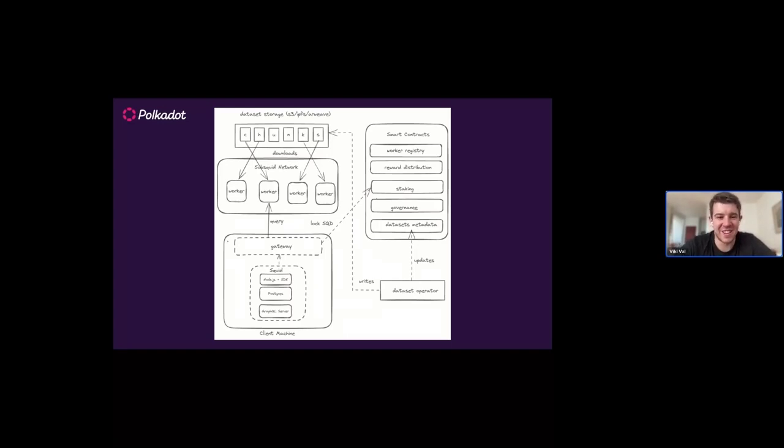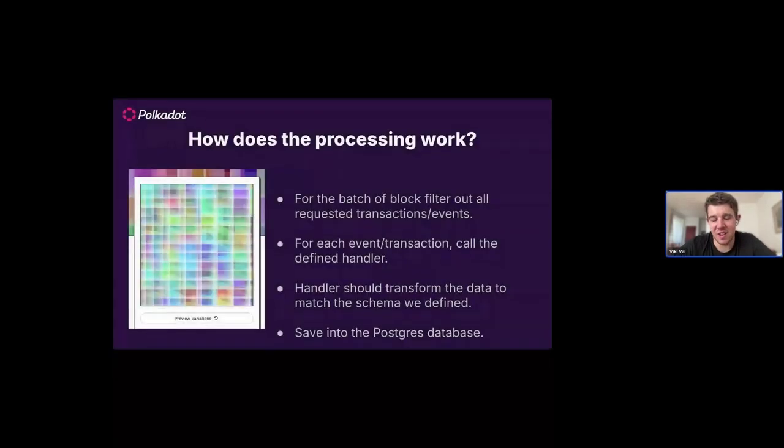made some magic. And how does the processing work? For each batch of blocks, you filter out the requested transactions or events. For each event or transaction, you call the defined handler, which we need to define ourselves. The task of the handler is to transform the data to match the schema we have. We'll discuss it later, and we'll save it to Postgres for the sake of simplicity. So we have a full-scale production dApp.